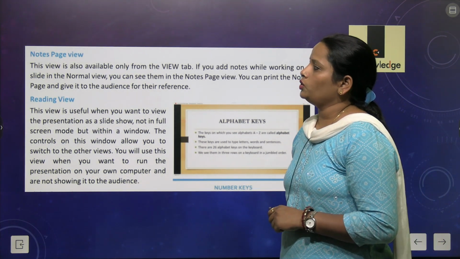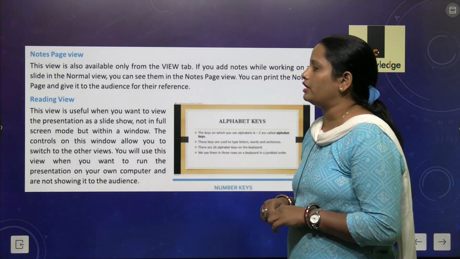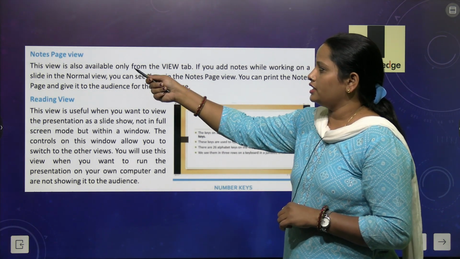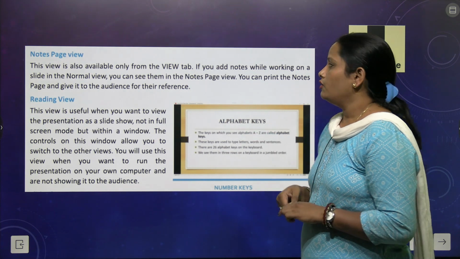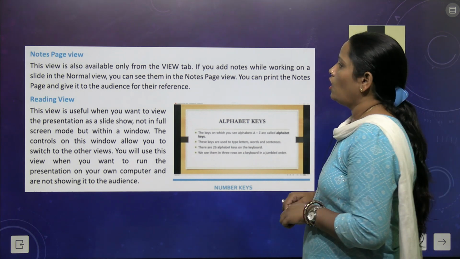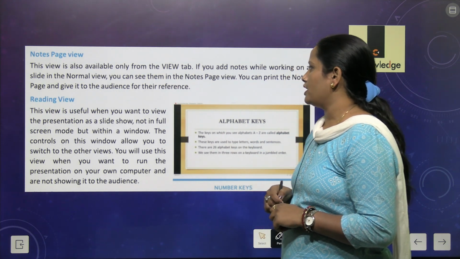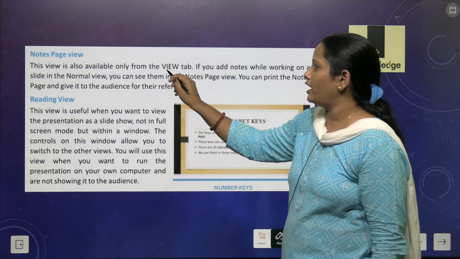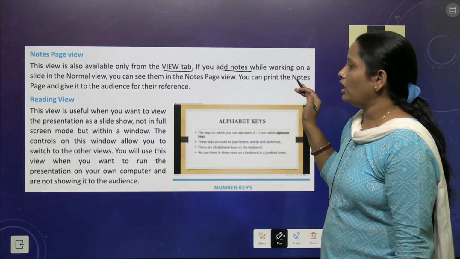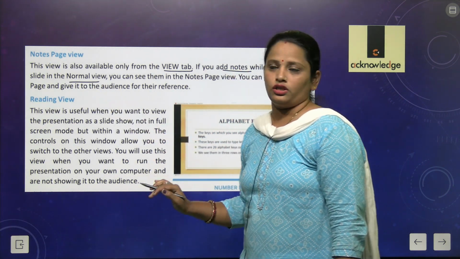Okay, now coming on to notes page view. What is notes page view? This view is also available only from the view tab. So where we can get this notes page view? We can get this in the view tab. If you add notes while working on a slide in a normal view, you can see them in the notes page view. So we can find it in the view tab, and if we are working on the slide and we are adding the notes in the normal view, we can do this.